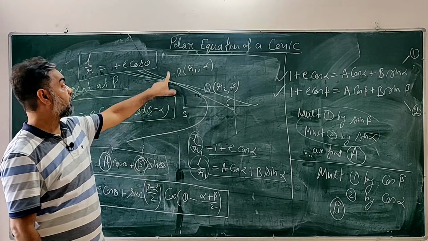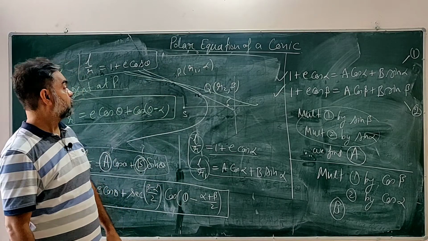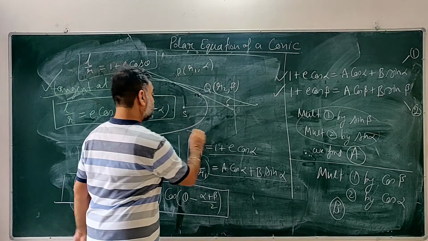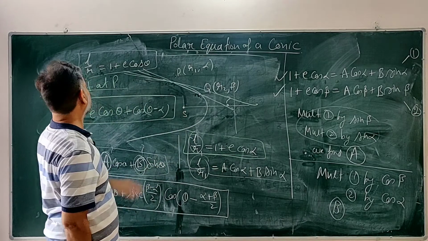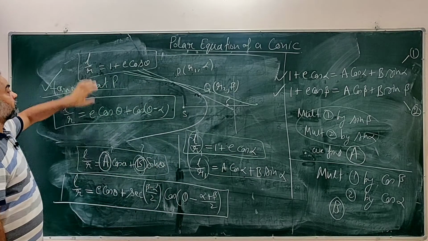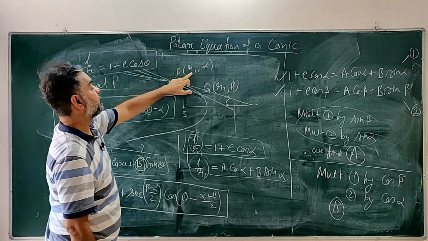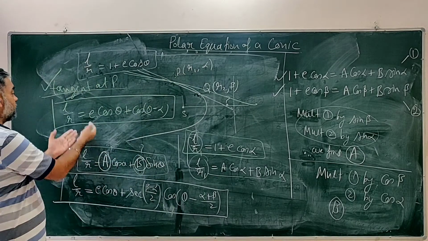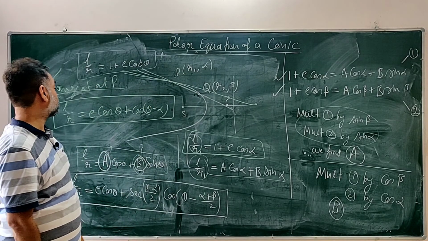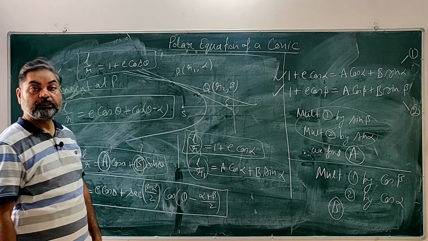Using this equation, you can write the equation of the tangent to this conic at the point P, whose coordinates are R1 and alpha. The equation of the tangent is L over R is equal to E cos theta plus cos of (theta minus alpha).